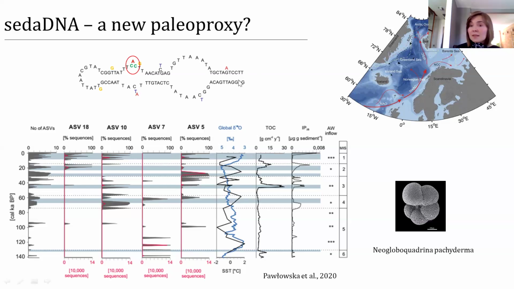And these ASVs differ from each other by substitutions of these nucleotides. Like here in colors, you can see that the bases of DNA in some cases were different. But in one case, for example, in this ASV 18, there was quite a huge change.